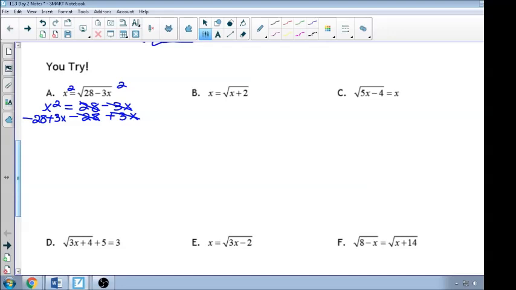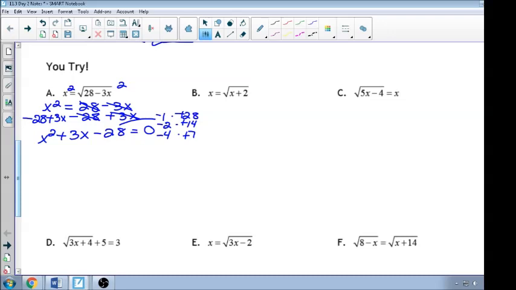I want to write this in standard form, so it'll be the x squared first plus the 3x minus the 28. All that's going to equal 0. At this point, I need a factor, so I'm going to make a factor tree for 28. 1 times 28. 2 times 14. 4 times 7. The middle term is positive, so my larger numbers are going to be positive. I need to multiply to a negative, so my smaller numbers will be negative.